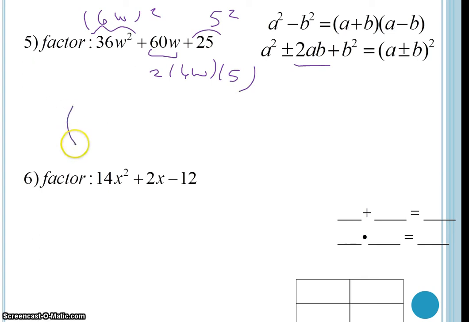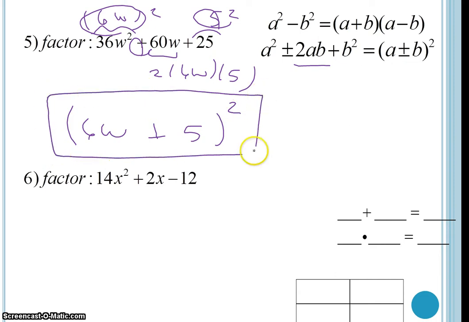So it factors. You take this first square root number, you take that sign, which is plus, you take the second square root number, which is 5, and square it. And that is how you factor it. Okay, so the next one, you must notice that it has a GCF that can pull out, and you must always pull out the GCF before you factor. So it's 2 times 7x plus x minus 3.